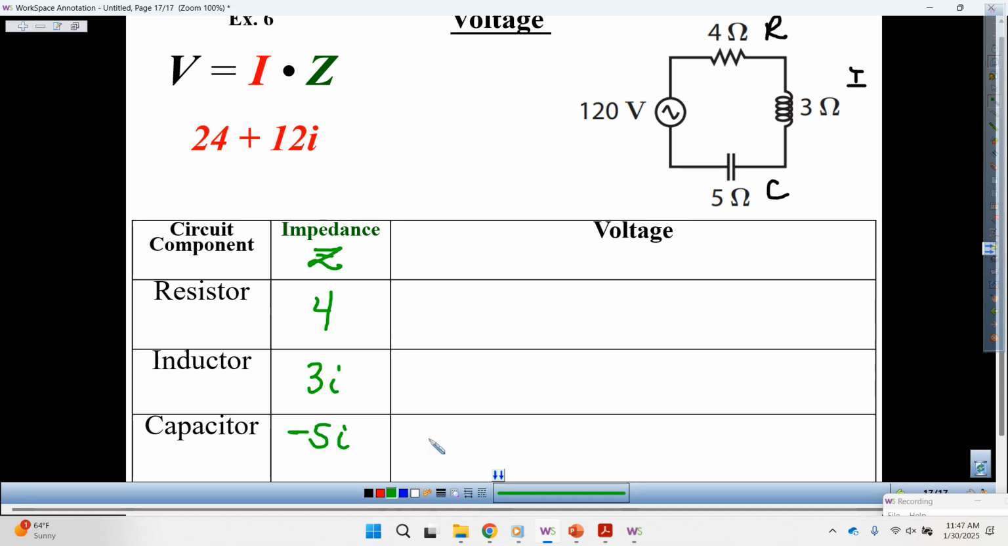All right. So now we're going to figure out the voltage going through each component. Ready? So I'm going to use the formula V equals I times Z. So here we go. I'm going to write it here. V equals, for the I, I'm going to open a parentheses in red, and I'm going to substitute this value, 24 plus 12I, times the impedance. What is the impedance for this one? 4.